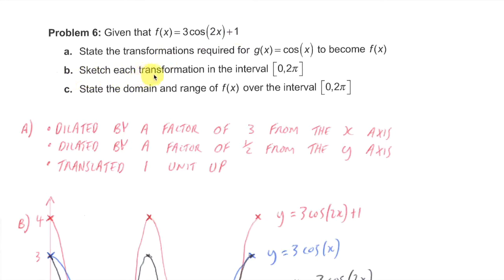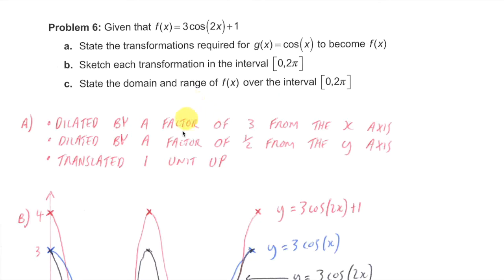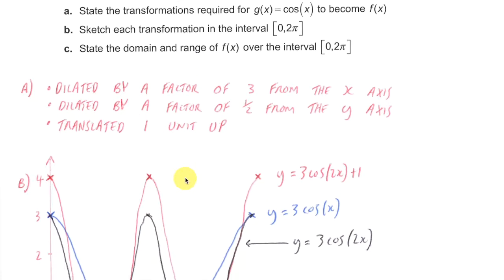B, sketch each transformation in the interval 0 to 2 pi. So over 0 to 2 pi, we need to sketch each one of those transformations described.